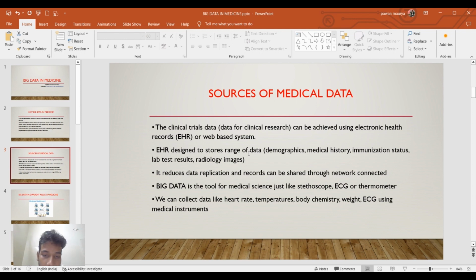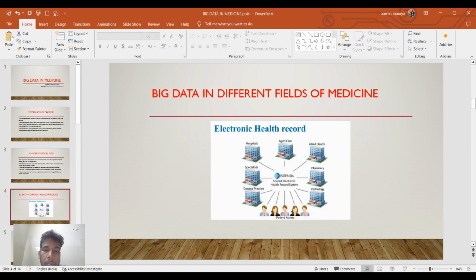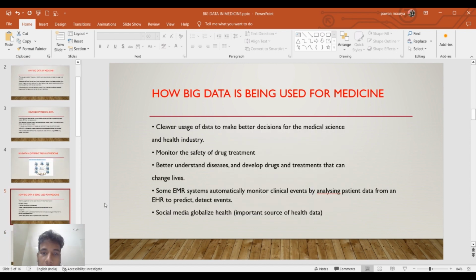We can collect data like heart rate, temperature, body chemistry, and weight using medical instruments. Big data in different fields of medicine: electronic health records, hospitals, aged care, allied health, pharmacy, pathology, general practice, specialists, and all those things.